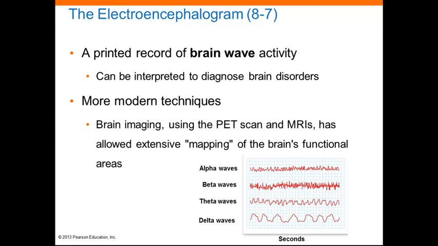We do have a number of more modern techniques, however, and more are always coming out, but some include brain imaging using the PET scan and MRIs, and this has allowed for a very extensive mapping of the brain's functional areas. The picture that I have here is an EEG with the different brain waves.